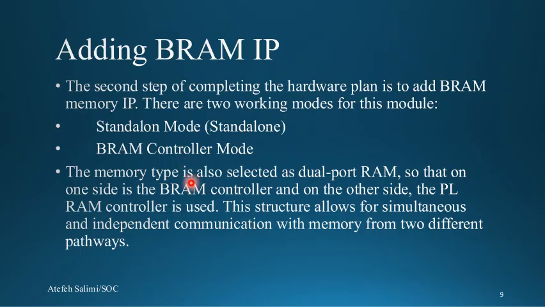And also, because in this example we want to control the BRAM from both the AXI BRAM controller and the PL BRAM controller, we use a dual port RAM. So another configuration that you have to change for this IP is, if it is by default a single port, you should change it to dual port RAM in order to be able to control it from both the AXI BRAM controller and the PL BRAM controller.